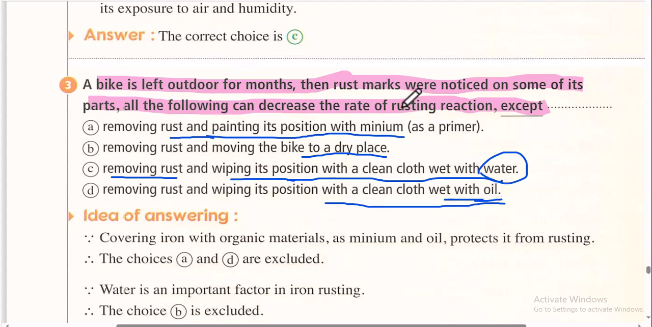So which one of them will rust faster? Okay, it is removing the rust and wiping its position with a clean cloth wet with water. This is the correct answer, as wiping it with water will enhance the formation of local galvanic cells and increase the rate of corrosion.